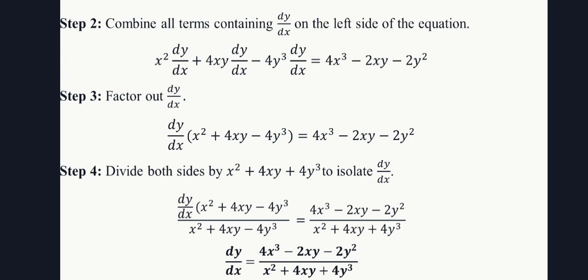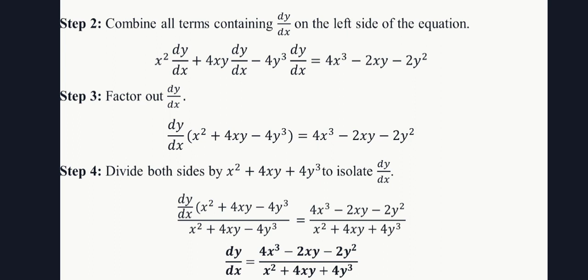Okay? Then step 3, factor out yung dy over dx. Ilalabas na natin yung dy over dx. So, yung maiiwan sa parentheses, si x squared plus 4xy minus 4y cubed. And then copy yung nasa right part. Then step 4, divide tayo both sides by x squared plus 4xy plus 4y cubed.